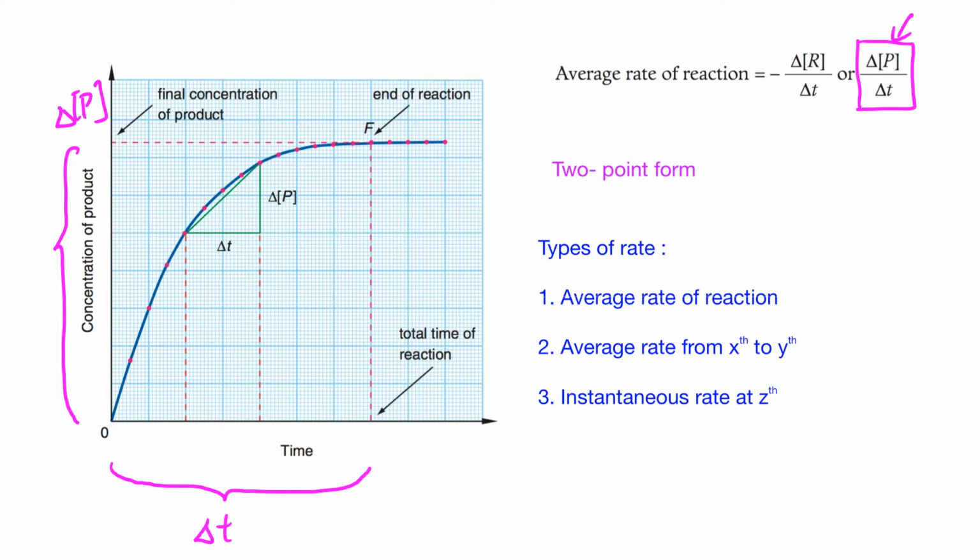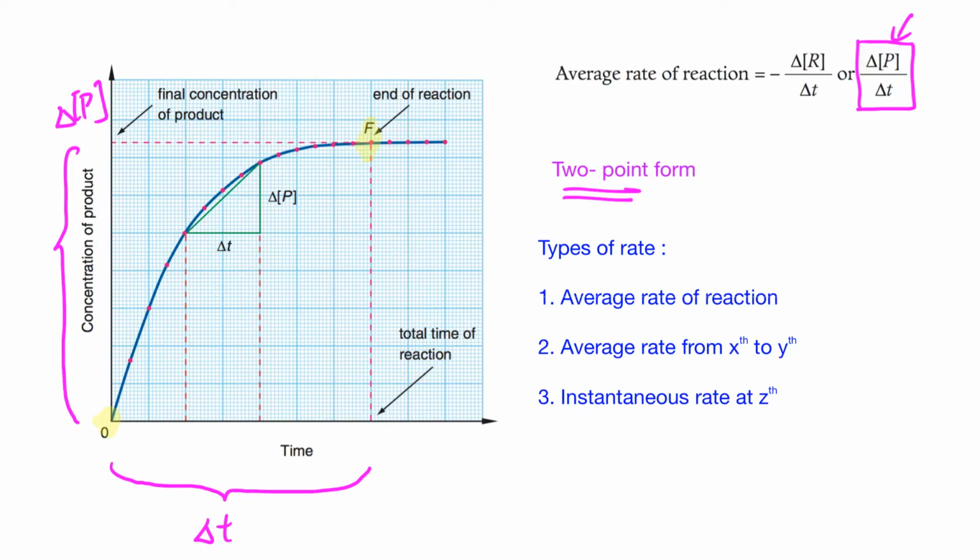You can think of the math skills, the two-point form. Basically, you're looking for these two points, the point here and also the point here. By the two-point form, you can find the average rate of the reaction.